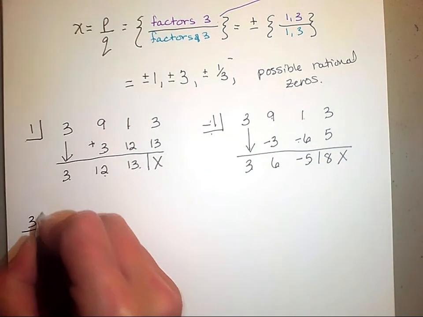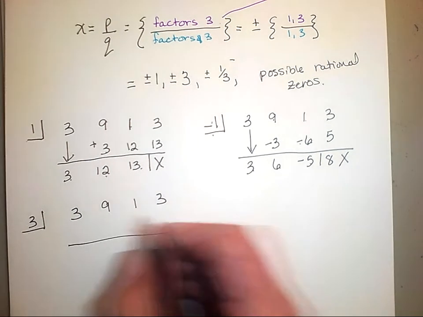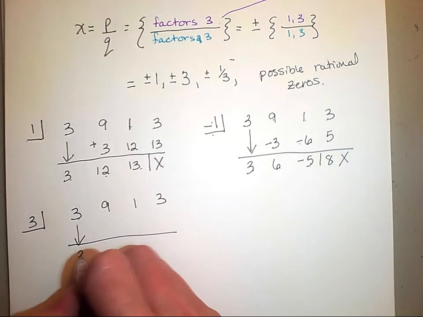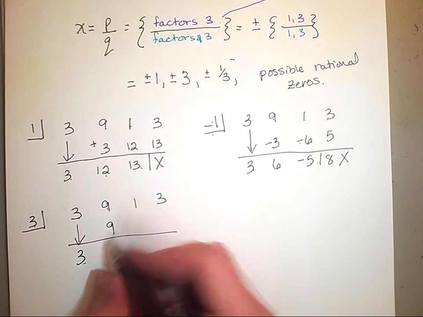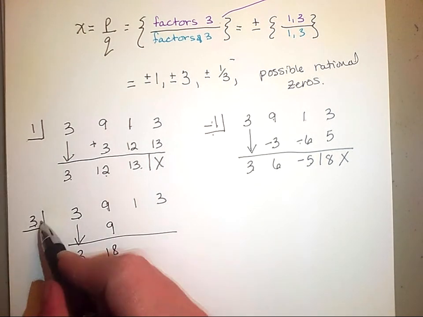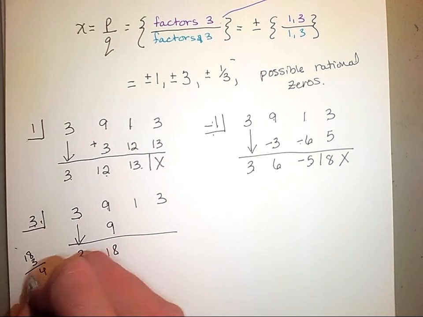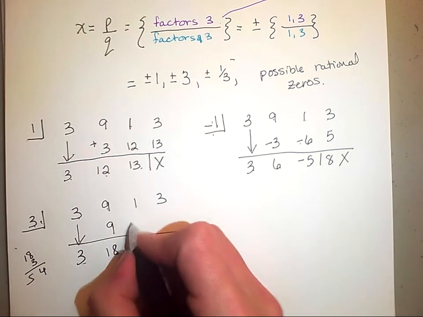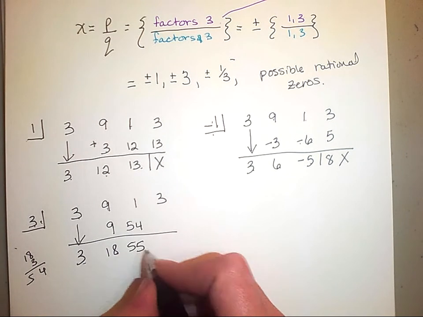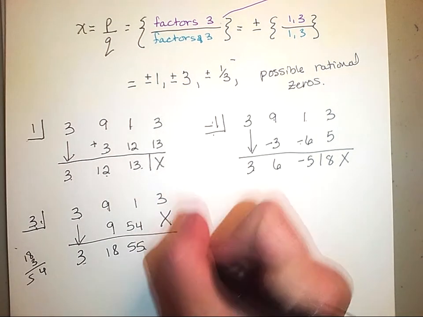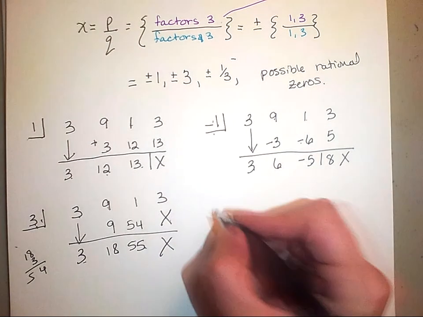3, 9, 1, 3. Bring the 3 down. 3 times 3 is 9. 9 plus 9 is 18. 18 and 3 is 54. Yeah. 54 and 1 is 55. 55 times 3, well, it doesn't matter. That's not going to be 0. Okay. So now we move on to the next one, -3.